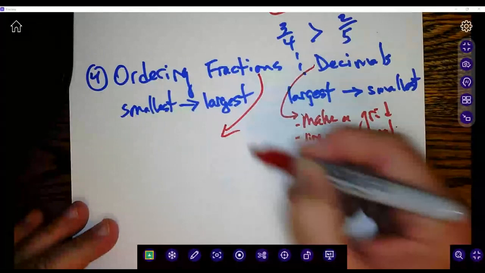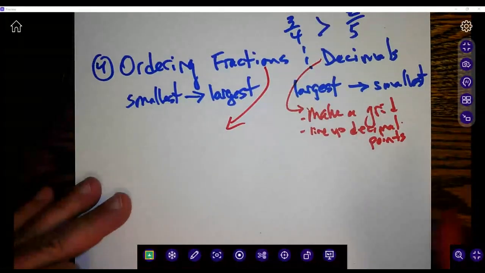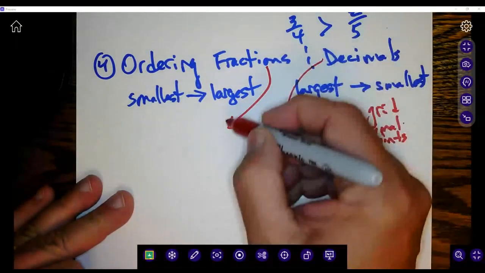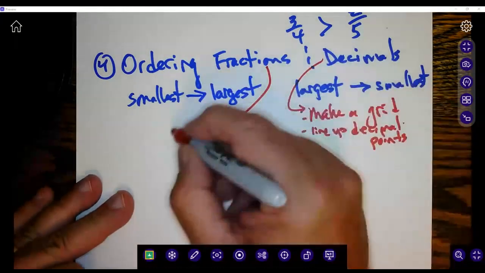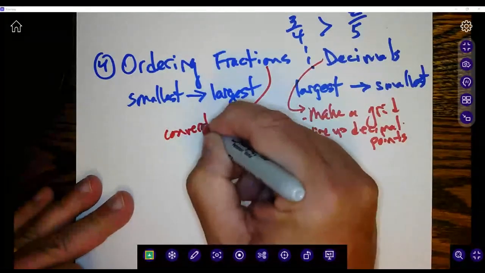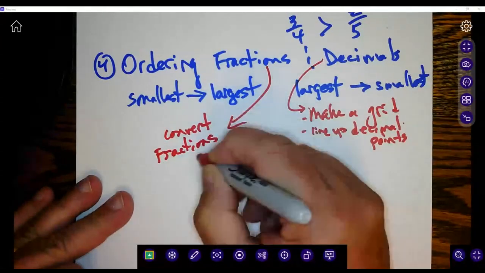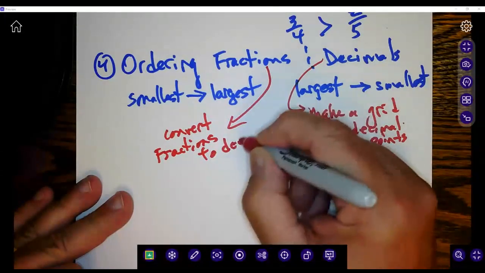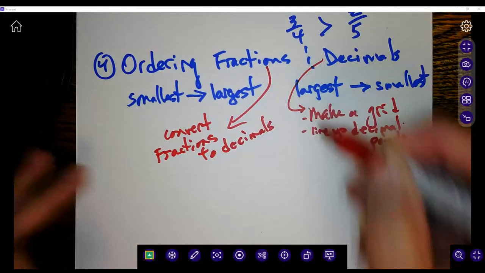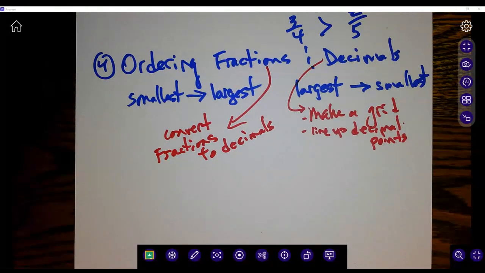I would say that now, since we have covered converting to decimals, I would use that if you were ordering any fractions. So I will write convert fractions to decimals. But then make sure you go back and write your answers as fractions. So change the fractions to decimals, then order them and put your answers back as fractions.